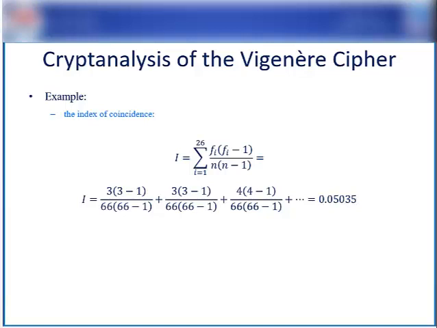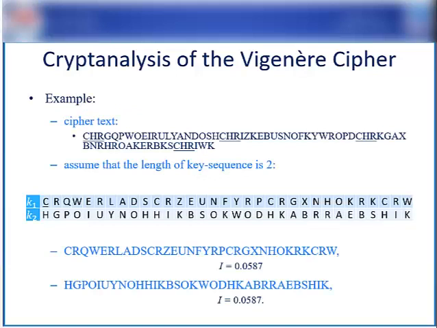0.05035. This number is not close to 0.065. We can deduce that the length of our keyword is not 1. So we can assume that the length of the keyword sequence is 2. We rewrite our ciphertext, dividing it into 2 columns: C, H, R, G, Q, P, and so on.